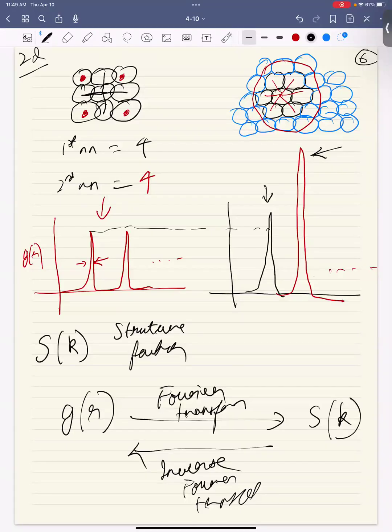And many of you, I'm ready to bet, actually 80% of you will be dealing with G of R at some point in your scientific careers at University of Maryland, either by doing experiments or by doing something else. If you do scattering, you will deal with it all the time. If you're doing computer simulations, you will deal with it all the time.